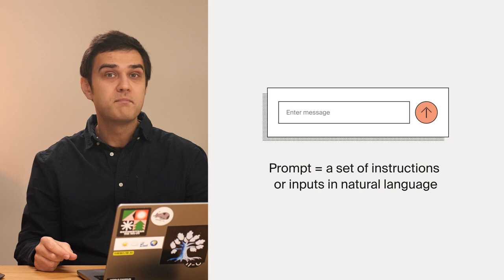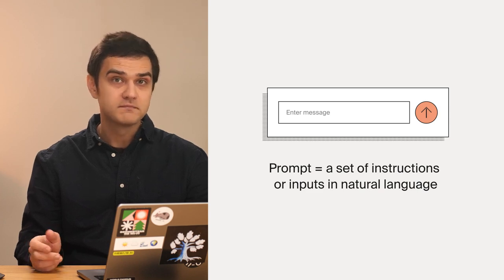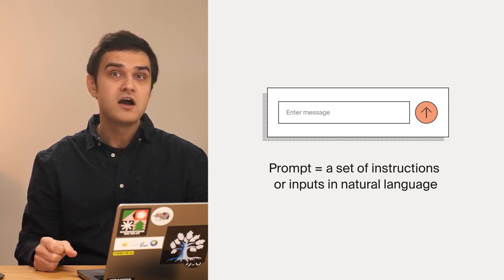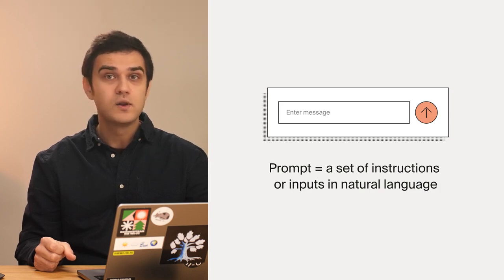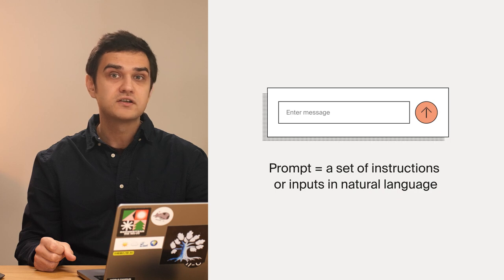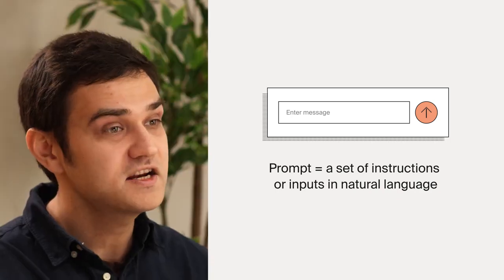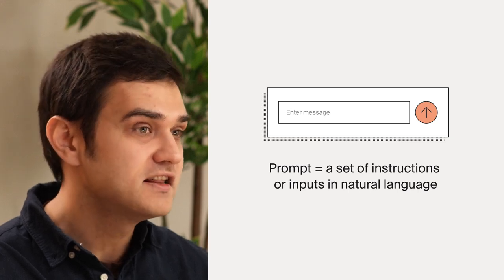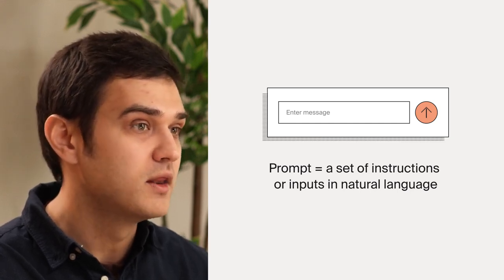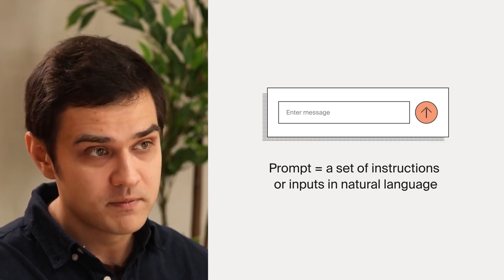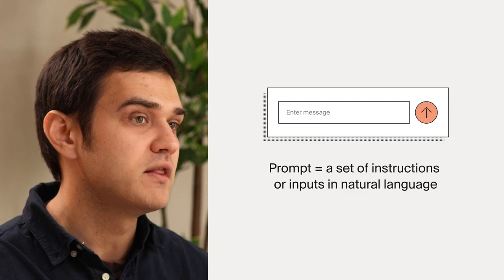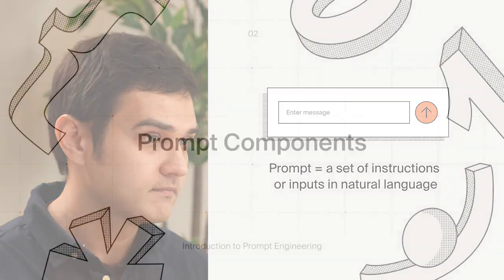Let's start with the basics. What is a prompt? In the world of generative AI, a prompt is a set of instructions or inputs written in natural language. These instructions guide the AI model in performing a specific task. Essentially, a prompt is anything you enter into a chat with a large language model. But to create a well-crafted prompt, you'll need to differentiate between three key components.